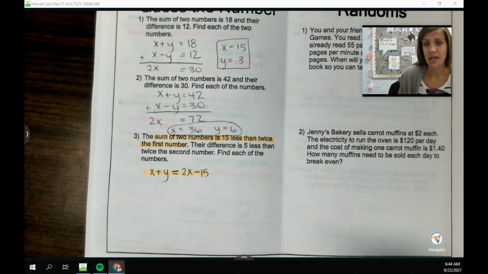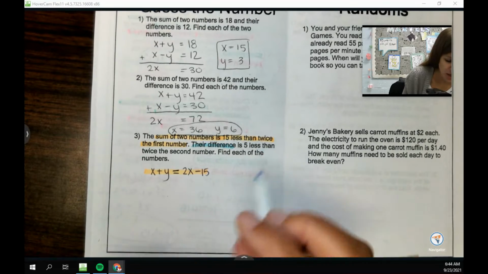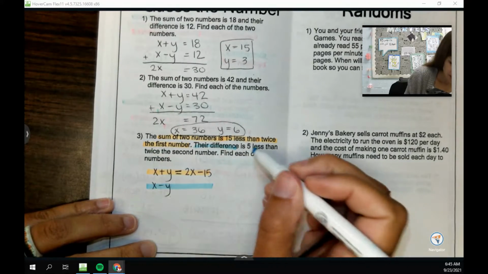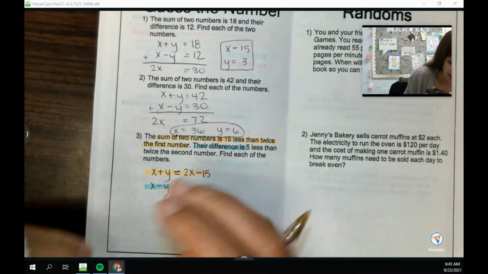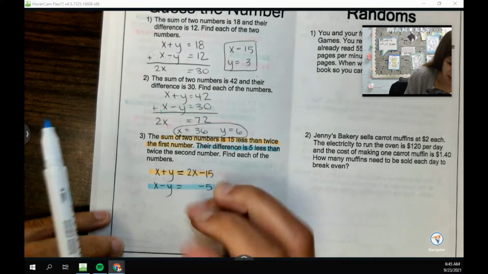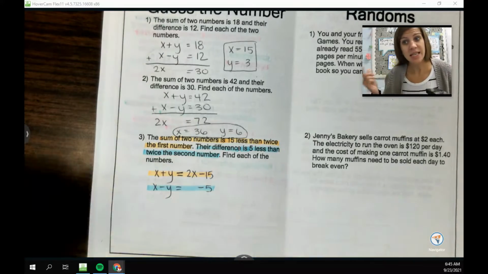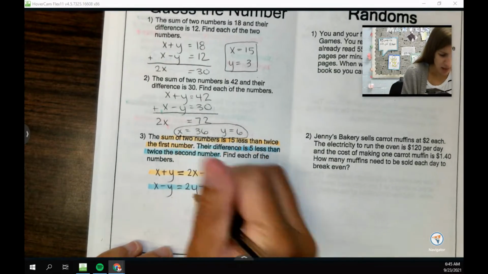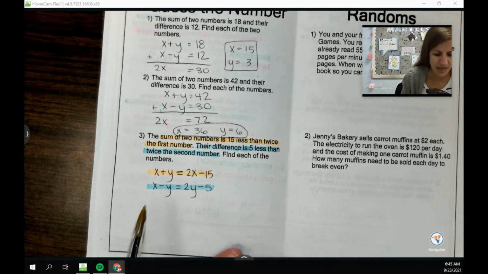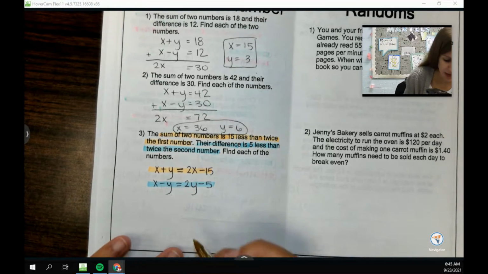The next sentence starts a new equation. The sum of two numbers, now their difference, so same two numbers, but now the difference, so we're subtracting, is, so that really good equals word again, 5 less than, so that sneaky subtraction, twice the second number. So twice the second number now. The second number that I wrote down was y. And there you go. You have two equations. You have two variables you can solve. And it seems like I'm set up perfectly for elimination.